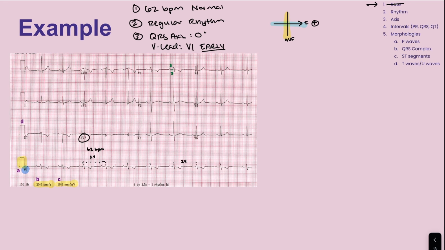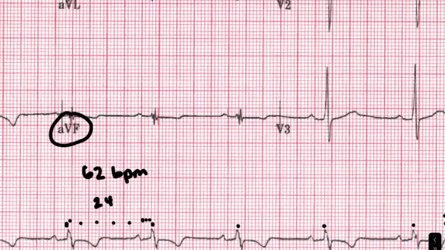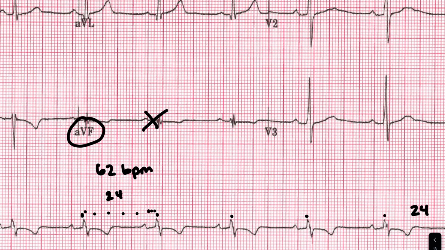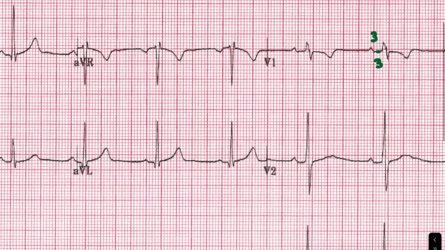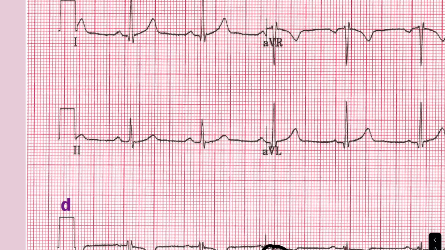All right, next step, we're going to look at our intervals. And we're going to do PR, QRS, and our QT intervals. Now, when you look at an EKG, I want you to pick the best example for what you need to use. So when I'm looking for a really good PR interval, I'm not going to use this guy because it's not clear enough where that P wave is in relation to the QRS complex. I wouldn't want to use any of the ones that are even remotely unclear. So I'm going to choose this guy for my PR.